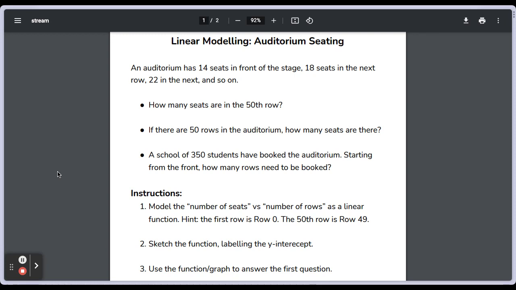So the y coordinate of the graph is going to give you how many seats are in that row. Okay? Not the total number of seats, but how many seats are in that row. So when x equals 49, that would be the number of seats found in the 50th row, if that makes sense. Okay, see how you go, and then you should be able to do number 2 and number 3.